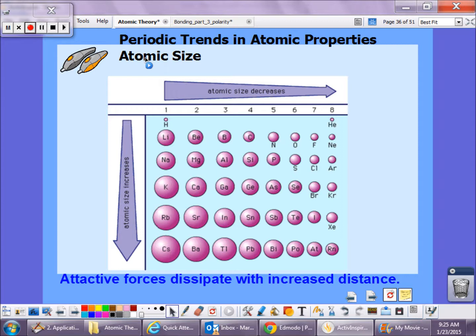Remember last year I talked about the babysitter being those protons, those positive figures in the atom, and you have those energetic kids that are the valence electrons running around. So the more babysitters you have in the center of the atom, the more attraction they will have to those energetic kids, the closer those energetic kids will be to the babysitter. So the trend in atomic radius decreases as you go from left to right in the periodic table.